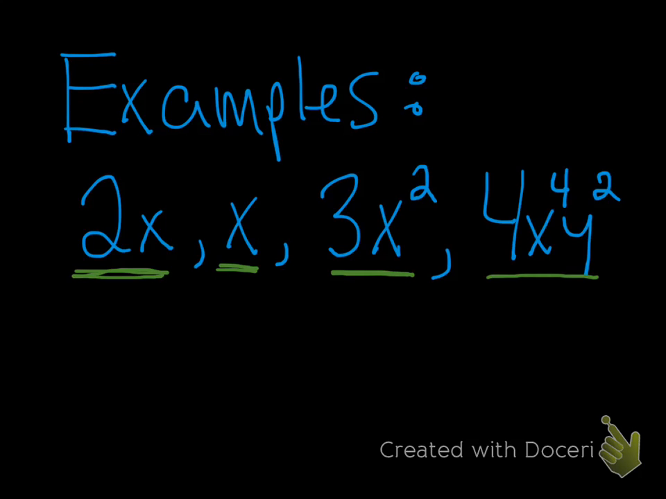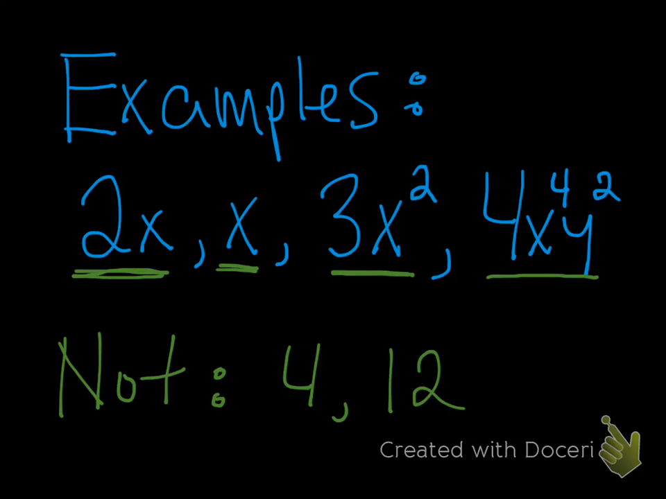So an example of what is not a monomial is just a whole number. So just 4, 12. It has to be a product in order to be a monomial.